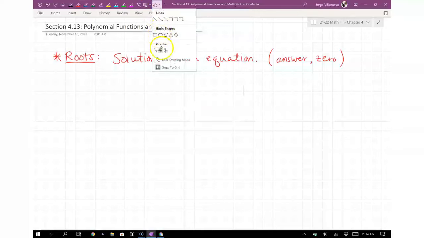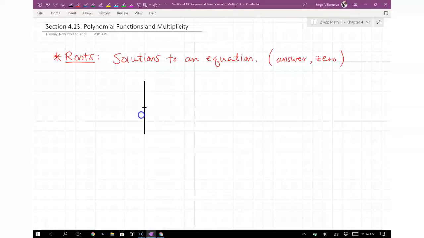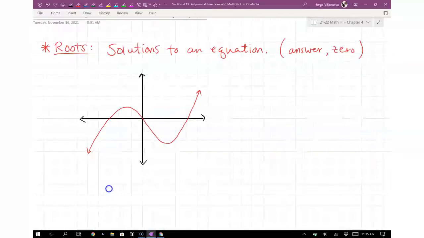So I'm just going to draw a real quick small graph here, nothing major. I'm not going to give you an actual definition for the graph or anything like that. We're just going to draw it kind of like a cubic function. All right, so something like that. I'm going to zoom in just a bit so you can see a little better.